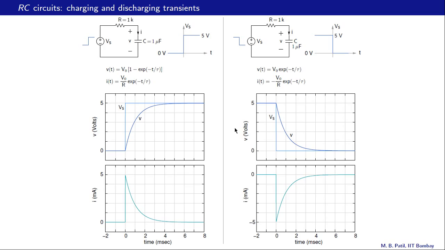Here are the plots. This is our source voltage Vs. It starts at 5 volts. It has been 5 volts for a long time, and then at t equal to 0 it abruptly changes to 0 and then remains 0 thereafter. This dark blue curve is the capacitor voltage as a function of time, and this graph here is the capacitor current. Notice that the capacitor current is negative.